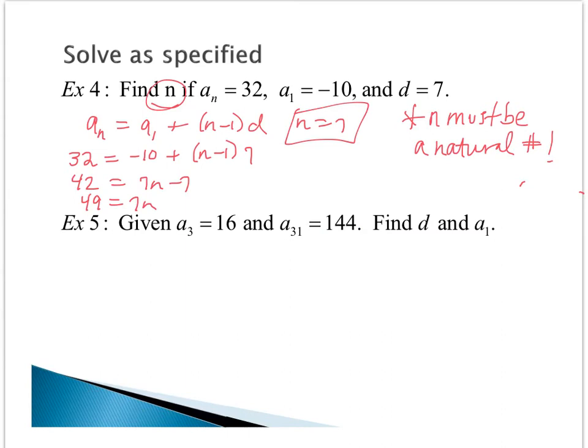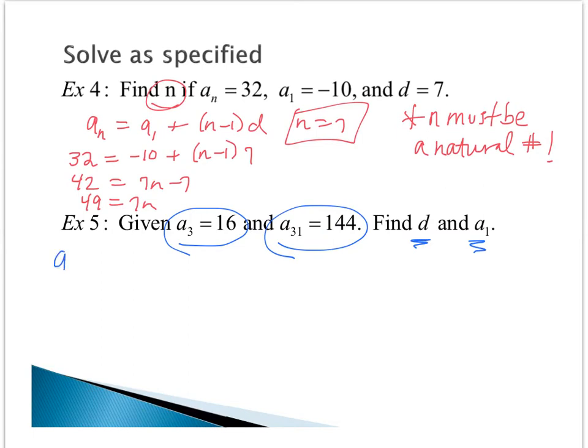So if you go through this process and you end up getting something like 2.4, then you know you did something wrong. Now in example 5, we are given our third term and our 31st term, and we want to find our common difference and our first term. What I would suggest for this kind of problem is to set up a system.